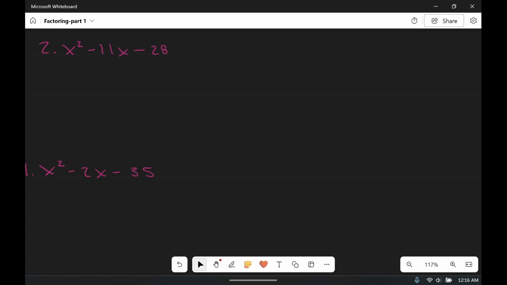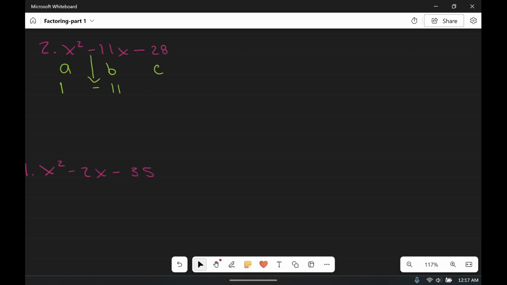Next, problem 2: x squared minus 11x minus 28. First step, same thing: A, B, C. Let's identify them. A is 1. We have an imaginary 1 right there. B is negative 11. Please always remember to bring this sign down. It is so important. And negative 28.